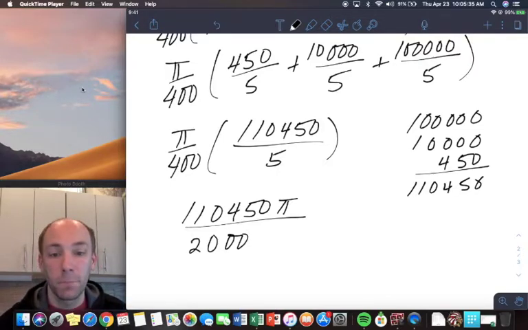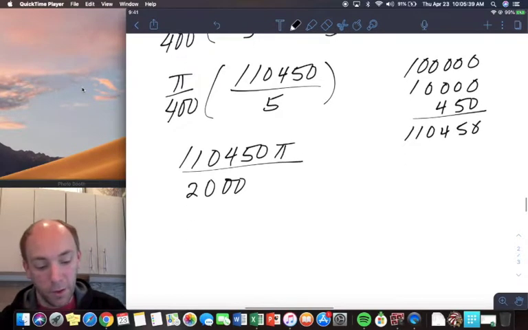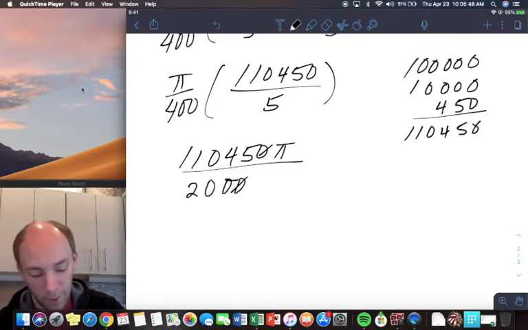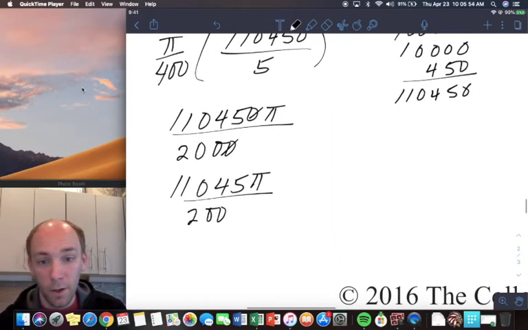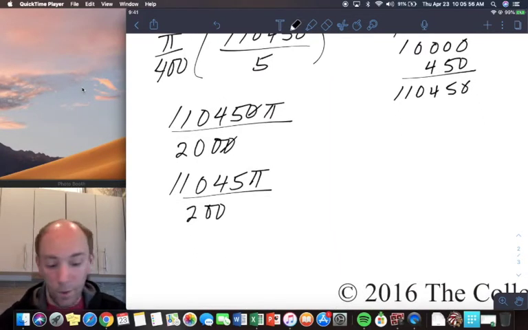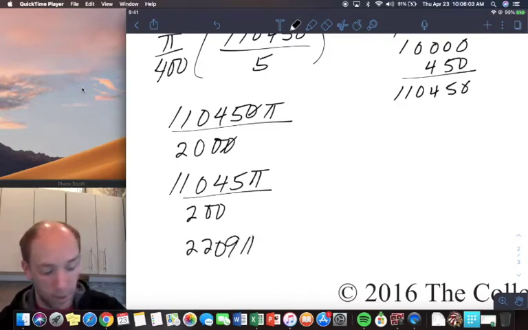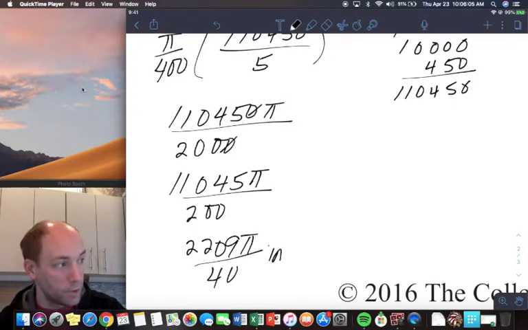We can try and reduce this. If you do reduce it all the way, I won't go through that whole process, but you can take off the zeros here, divide them by 5, and keep going from there. Okay, 11,045 pi over 200. We can keep going and divide both the top and bottom by 5, and you should get 2209 pi over 40 inches cubed.